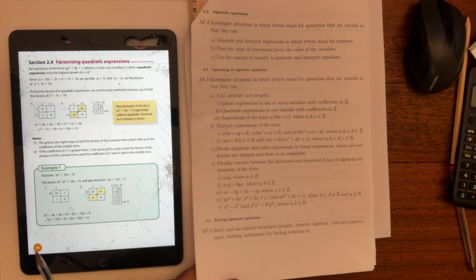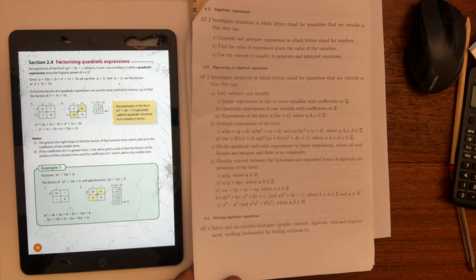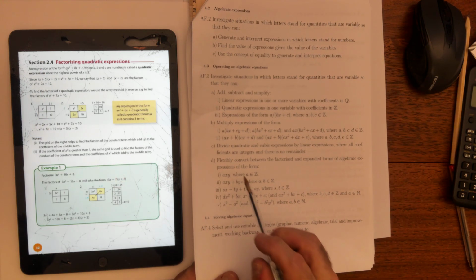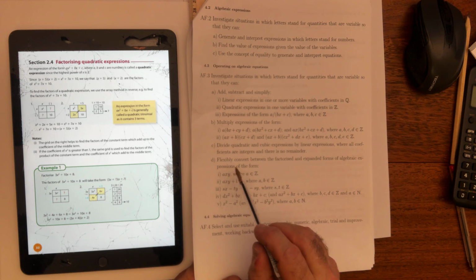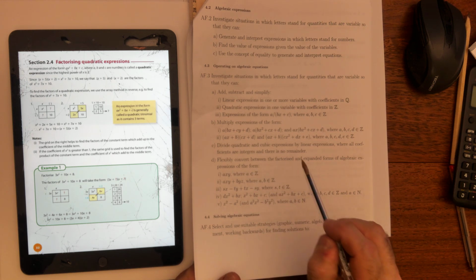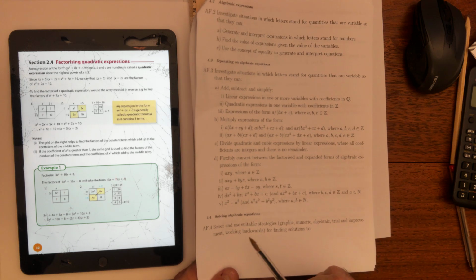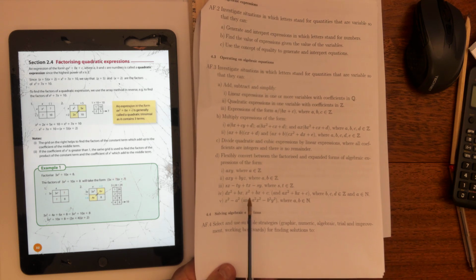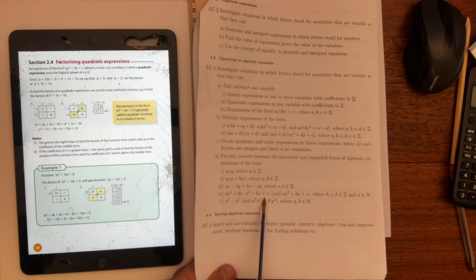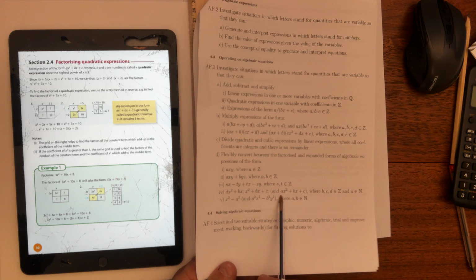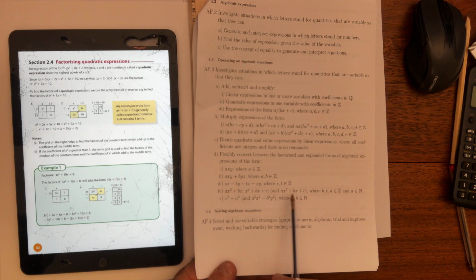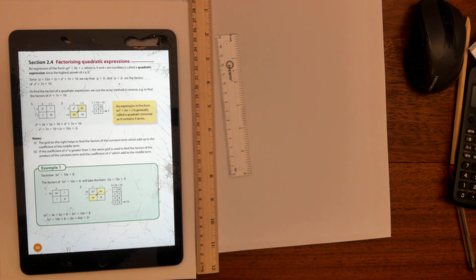Okay, so we're going on to page 32 and section 2.4. We're continuing to work on flexibly converting between factorized and expanded forms of algebraic expressions. In particular, we're going to be looking at x squared plus bx plus c, so monic, where it starts with a 1, and then a more general trinomial where a, b and c are integers, where there could be a number in front of x squared.